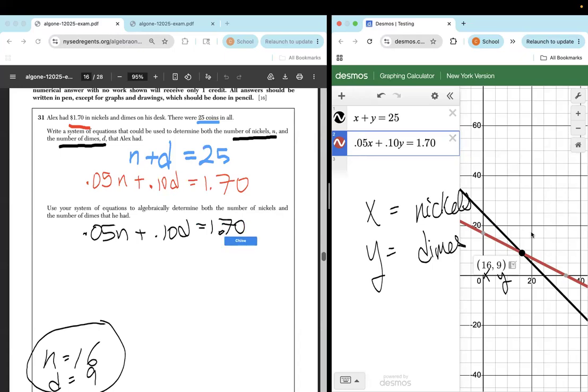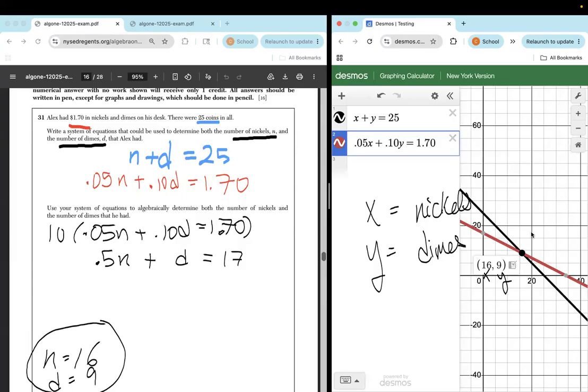I'm going to multiply the whole thing by 10, and that means both sides. I'm doing that, again, in order to make this be just d by itself, so I can use elimination. Okay, so when I multiply everything by 10, every single term, left side and right side, I get 0.5n plus 1d equals 17. And instead of writing 1d, I can just write d.